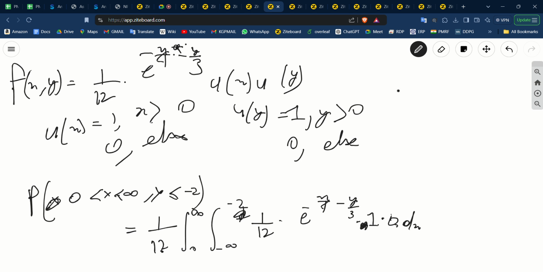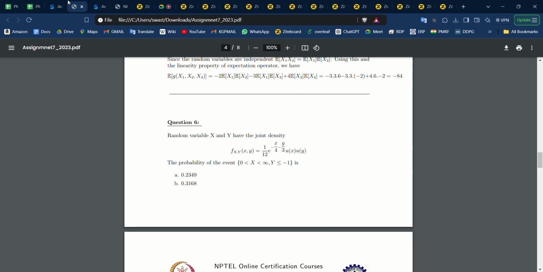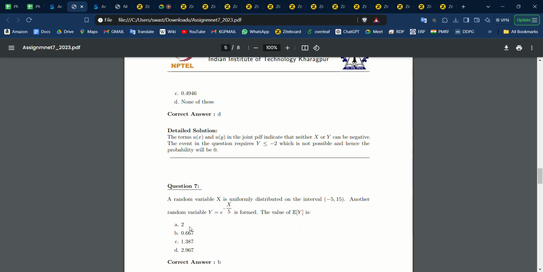So u over 0 to infinity is 1, and u over -2 to -infinity is 0. Sorry, this is 0. So this whole thing is 0. Done. So question 6 answer is option D, none of these, as it will be 0.